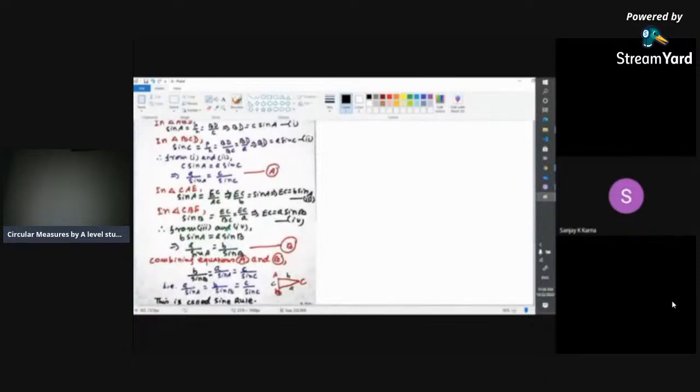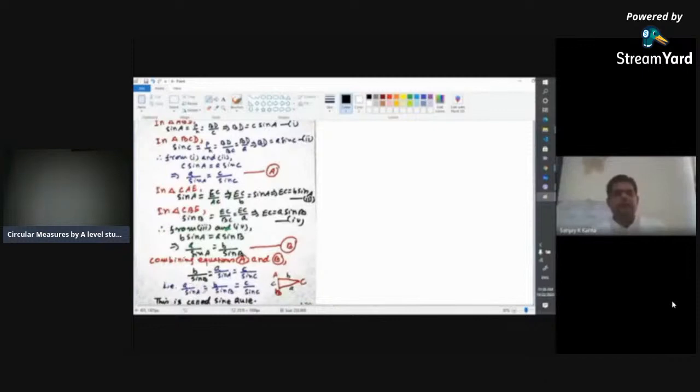In that case, you can see that the relation is like this: a by sine A, b by sine B, and c by sine C. So in order to denote the length of BC, we name the length of this side according to the name of the opposite angle. The opposite angle is A in this case, so we write the length of side BC as a.